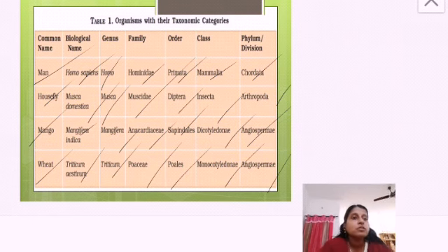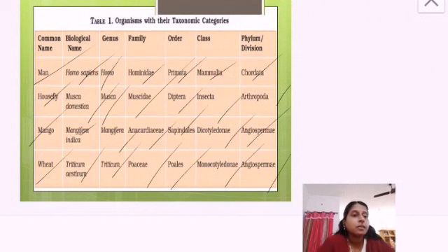Just go through this, they will be asking fill-in-the-blanks. Man belongs to which class? You should know that it is Mammalia. Mango, what is the binomial name? Mangifera indica. Which division is it falling in? It is Angiospermae. That you should know.